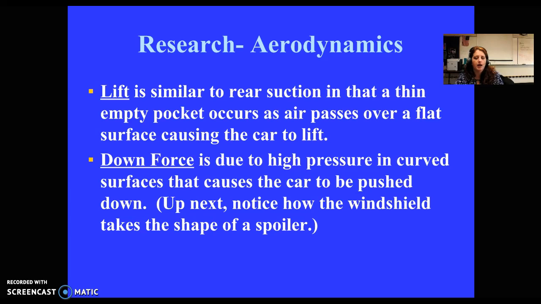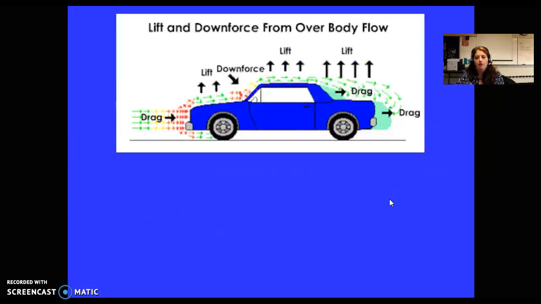Lift is similar to the rear suction, in that a thin empty pocket occurs as air passes over a flat surface, causing the car to lift, and you do want that lifting motion so that the car moves forward instead of getting sucked backwards. And downforce is due to the high pressure and curved surfaces that causes the car to push down. That's that gravity affecting it.